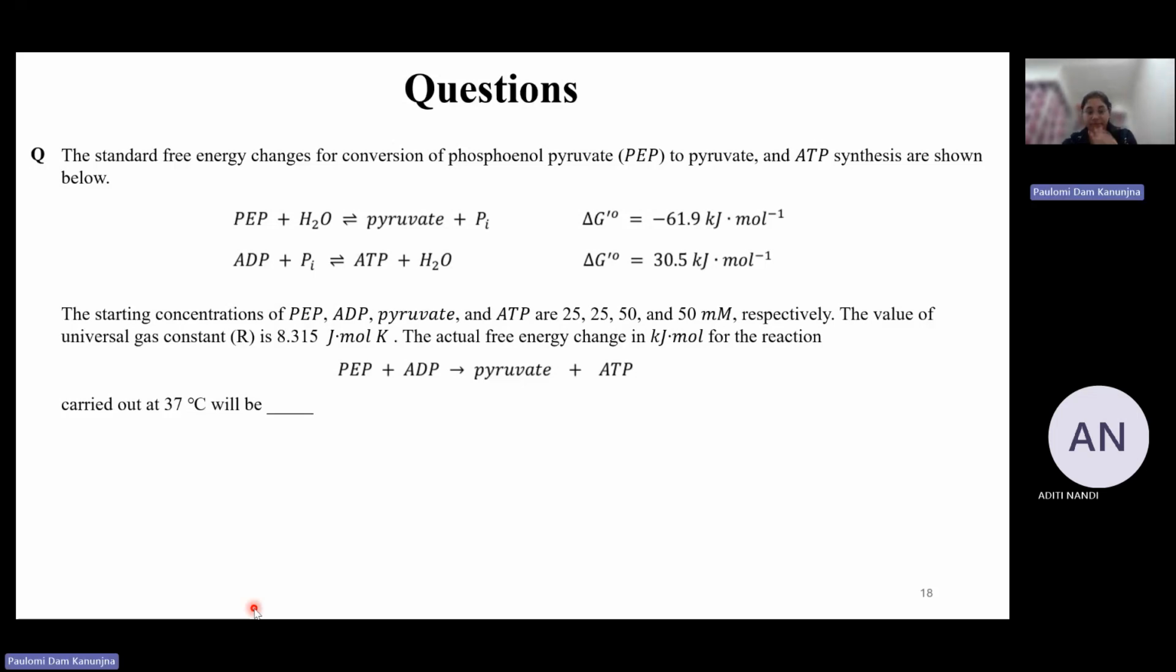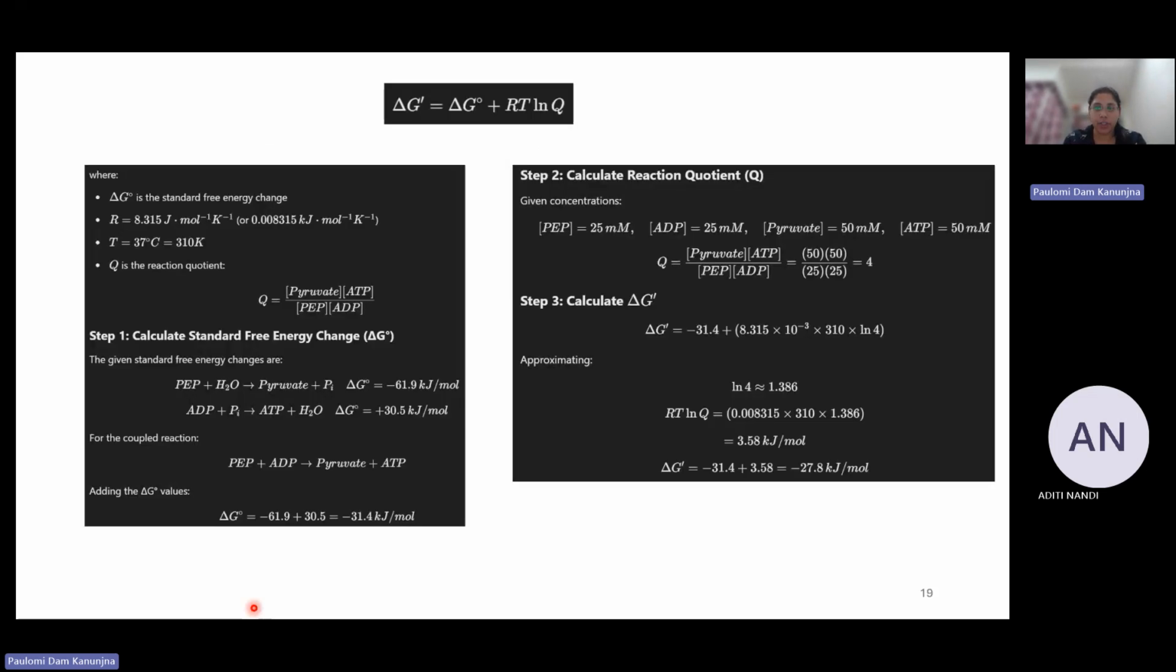Yes, sure. Okay, so the answer is minus 27.8. Okay, let's look at the left side first and then we will do it.